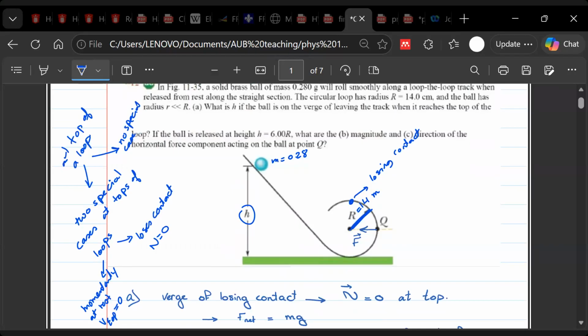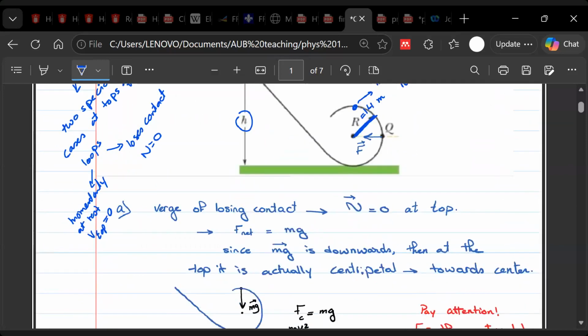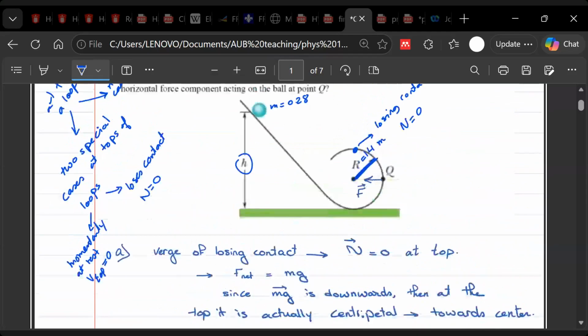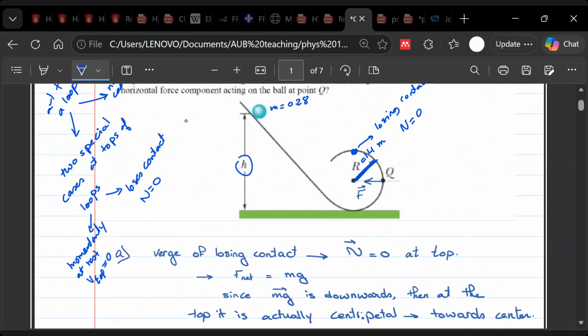So here I told you it's almost losing contact. So I know that the normal is 0. When I see that the normal is 0, I will study forces. So see what I did. I said it's almost losing contact. The normal is 0 at the top point. At other points, it's not 0, definitely. And so I will have F net is going to be just the weight force at this top point. What are the forces we're going to have? Just the weight force. There is no normal force.